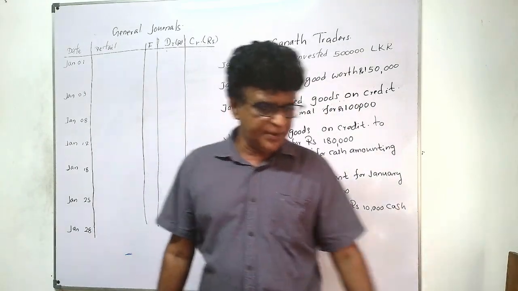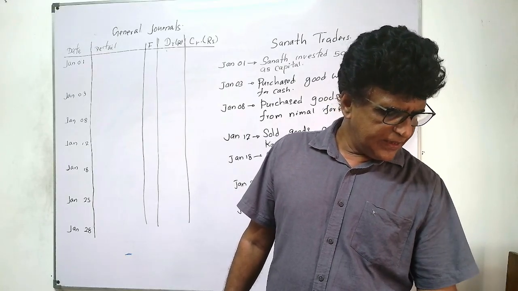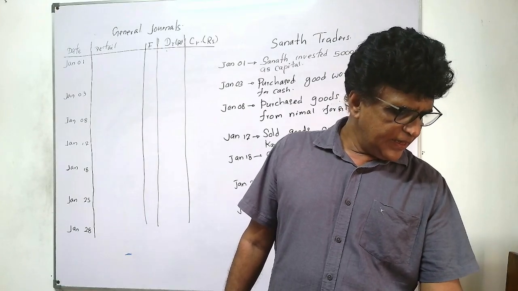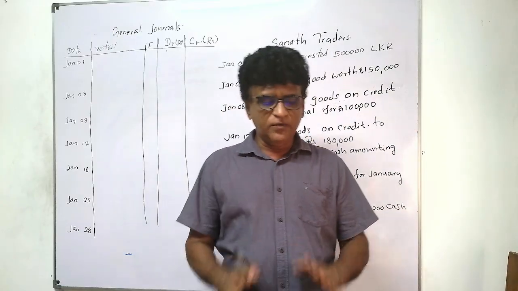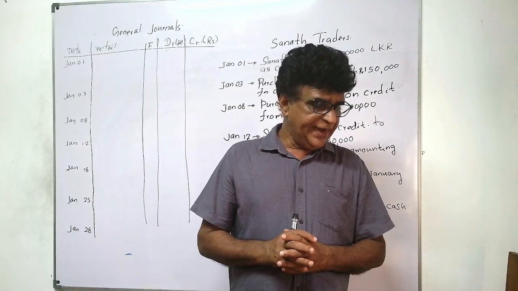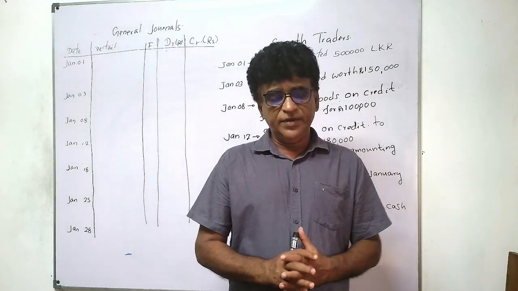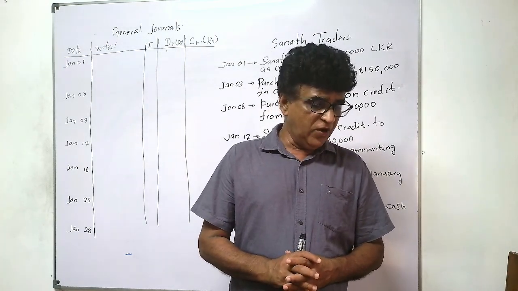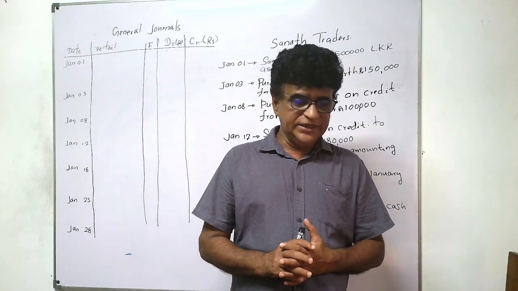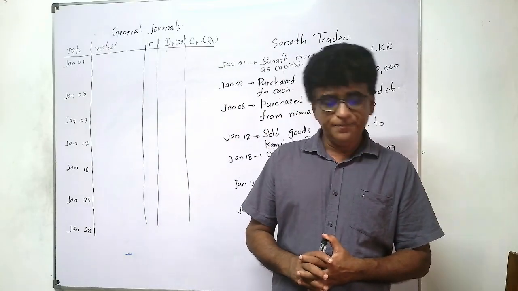January 1st, what happened? The transaction on January 1st was a capital investment, right? Then we have to mark which account is debited and which account is credited. The date column is there, the details column is there. In the details column, we indicate the account name, and in the F column, the GL reference number or the GL account. And the debit column is there, the credit column is there, right?